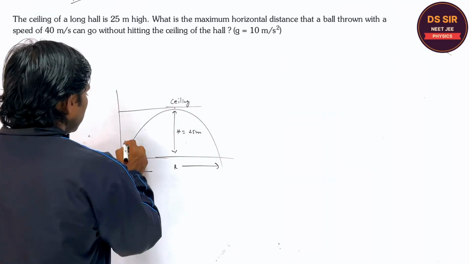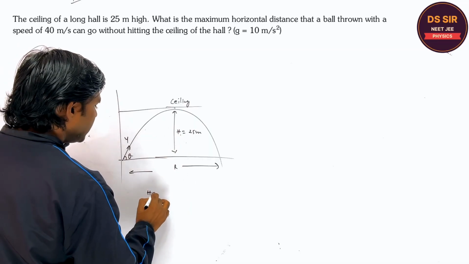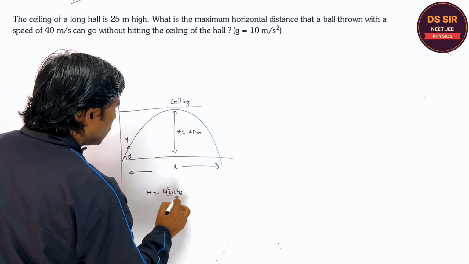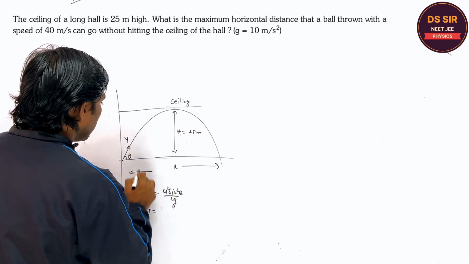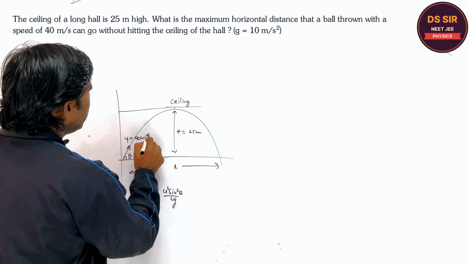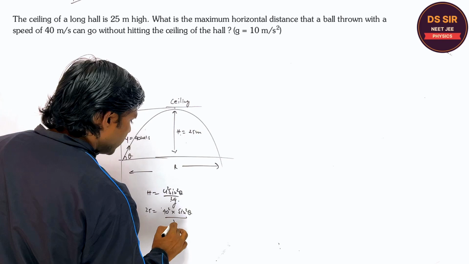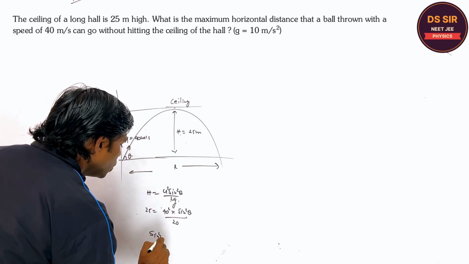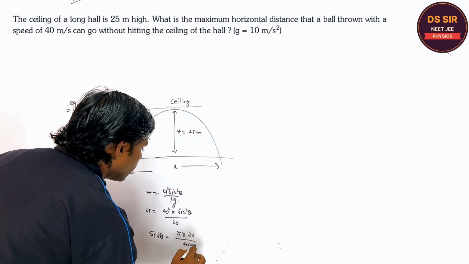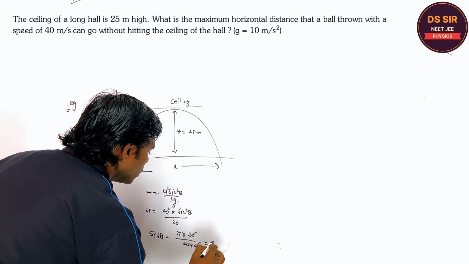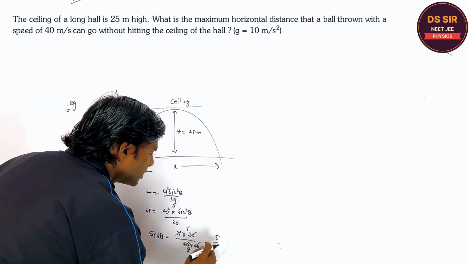And so in this question, what is given? The maximum height is u square sin square theta upon 2g. It is given. So the maximum height 25 is equal to u square, the speed is given as 40 meter per second, so 40 square into sin square theta upon 2 into 10, which is 20. So from here you can get the value of sin square theta: 25 into 20 upon 40 into 40. So this is 5 upon 16. Is it clear or not?